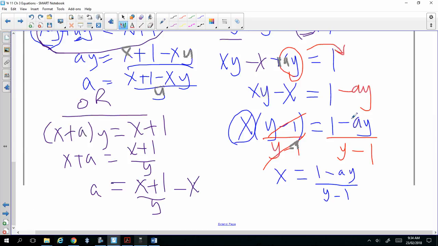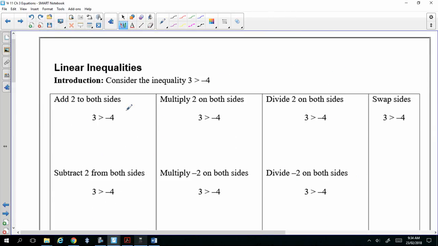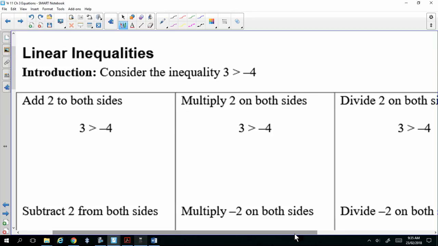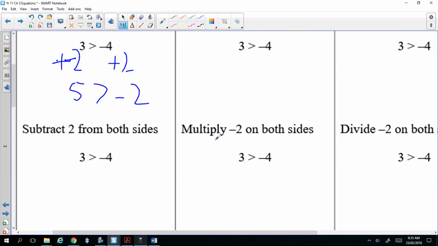Alright, lastly is linear inequality. So we've got equations, and there's also inequality. Let's look at some of the properties of inequality. If I add 2 to both sides, you get 5 bigger than negative 2, so 5 is still bigger than negative 2. If you subtract 2 from both sides, you get 1 bigger than negative 6. No problem if you subtract or add 2 to both sides.